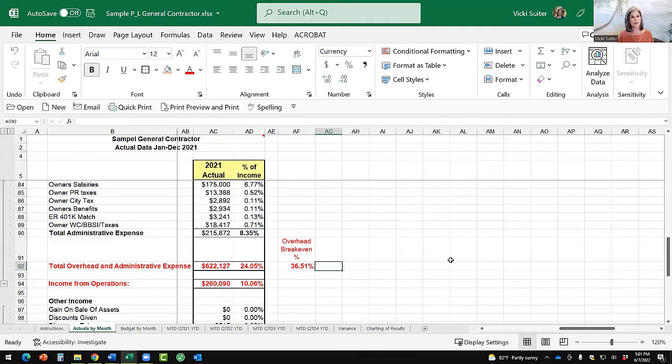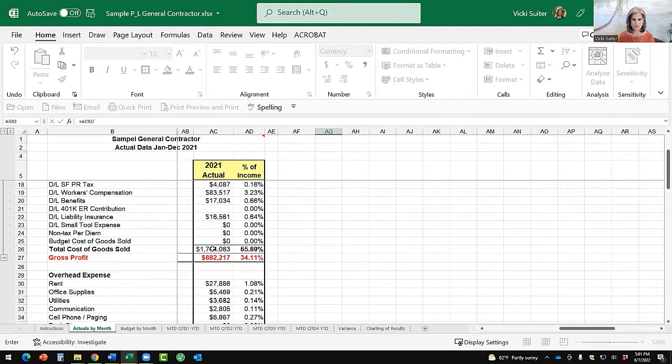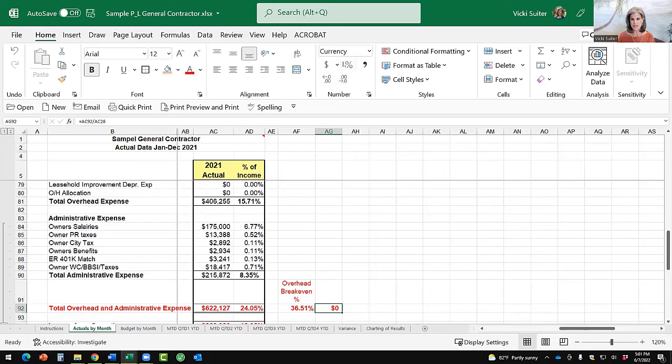So let me show you how I got that formula. I took total overhead expenses. So actually, let me redo it over here. Total overhead expenses, I click on that number, and then I divide it by cost of goods sold, $1,704,000. Let's change that to a percentage. And there's your 36.5%. So you can see that makes a huge difference if I'm marking it up 24% versus what I should be marking it up, 36.5%. So if you want to make a consistent profit, it's critical that you first understand what your overhead break-even percentage is and make sure that your bids accommodate marking up for at least that amount.